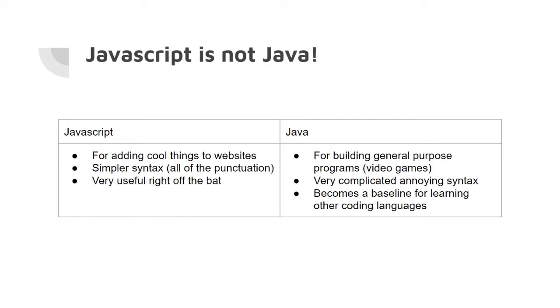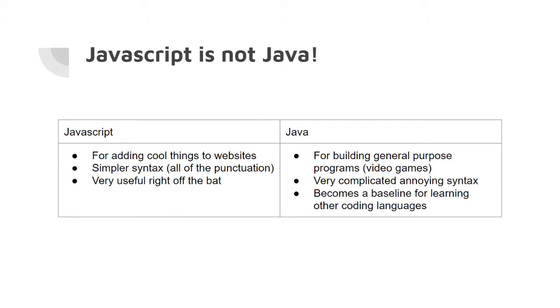The syntax is also a little bit similar or simpler, and you can find the use cases for it right off the bat. Java, however, which is what we learned last summer in 2018, is more for building general purpose programs like games. Minecraft was built in Java. It has very complicated and sort of annoying syntax that you have to get used to, but eventually Java will become a good baseline for learning other coding languages. So I highly encourage you to learn both.